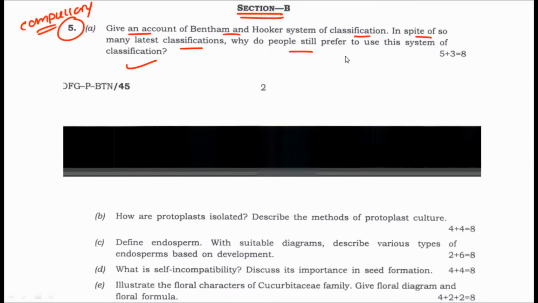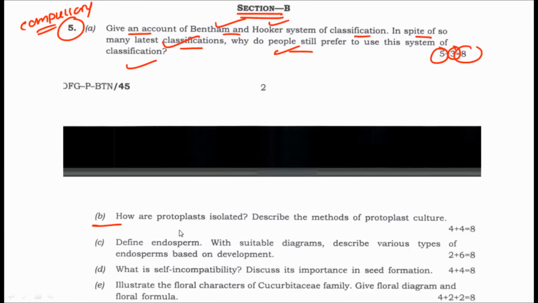So this question is split into two parts. In the first part, you have to give the account of the Bentham and Hooker system of classification. For this, you will get 5 marks. And if you explain why, despite so many latest classifications, we are still using the Bentham and Hooker system of classification, you will get 3 marks, making it a total of 8 marks.